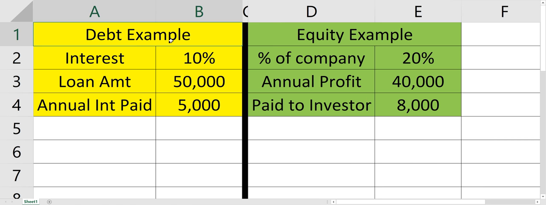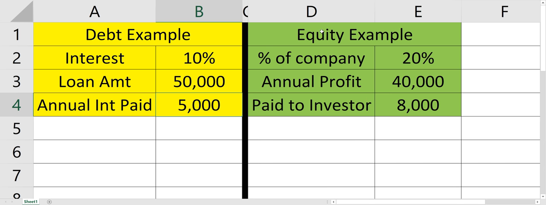I know a lot of things you can find online say debt is cheaper, but you have to look at the numbers to actually prove it's cheaper, without just saying debt is cheaper. For instance, if I needed $50,000 for my business and the only loan I could find was a 10% loan, that means I have to pay $5,000 in interest on this loan.